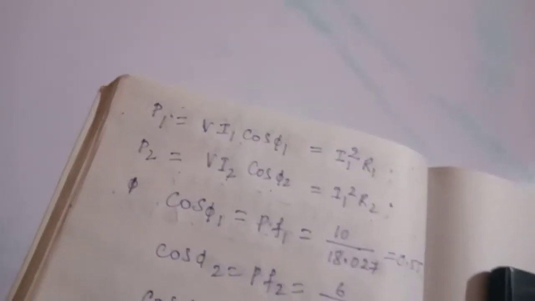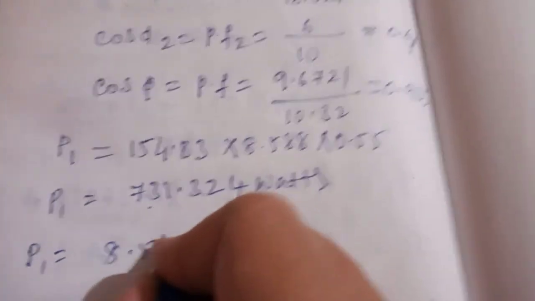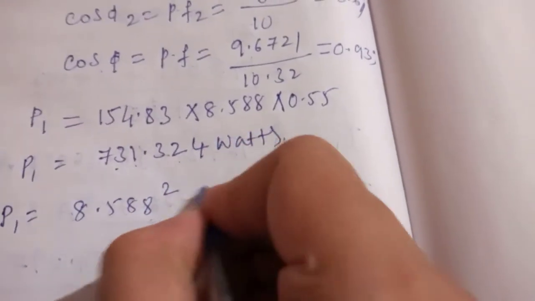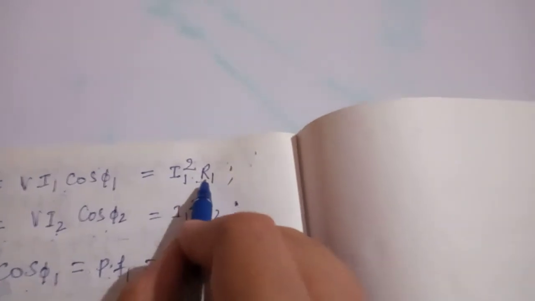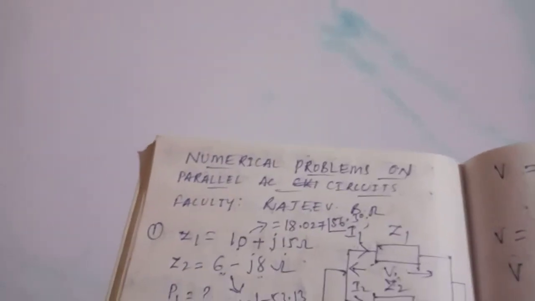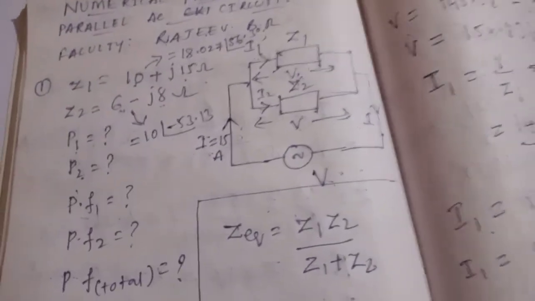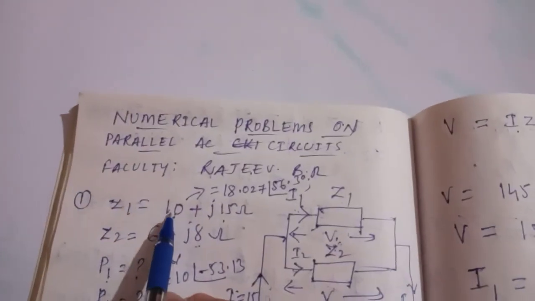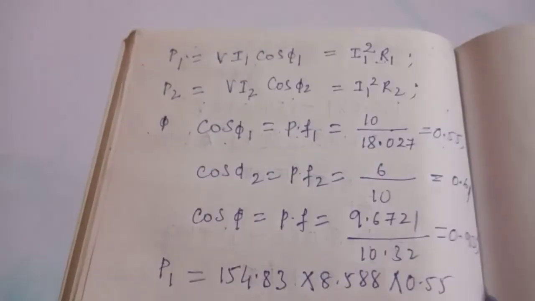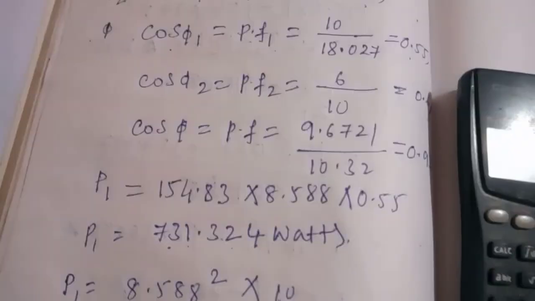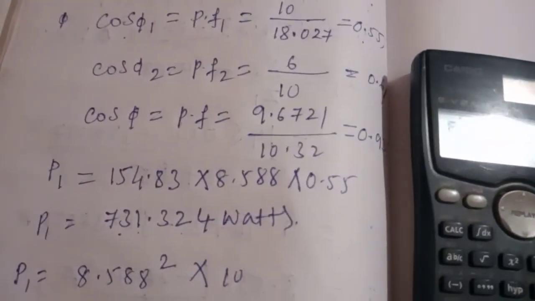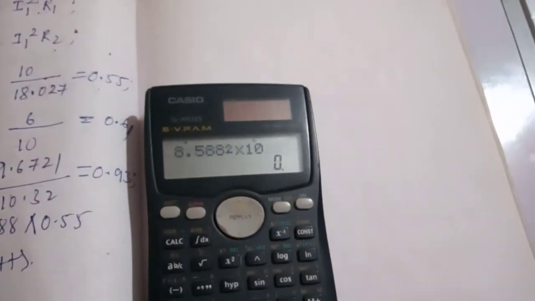The same thing you can do with another formula, I1 squared R1. What is the I1 value? 8.588, whole squared, into the value of R1, which is 10. Let me check this formula: 8.588 squared into 10. How much?